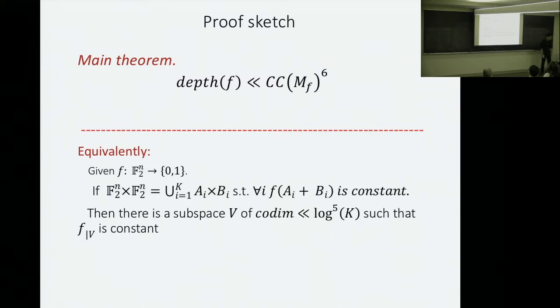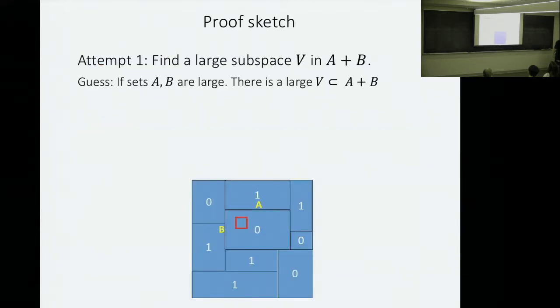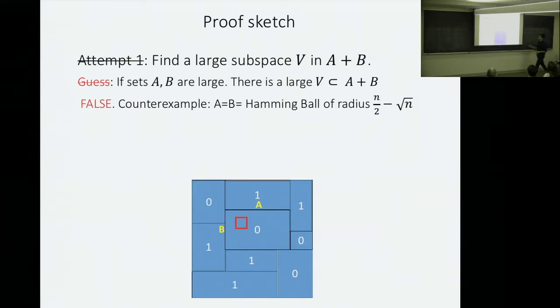Let me continue with the first failed attempt. The most natural thing to say is, I have only k rectangles, so one of them must be large. So I just look at the largest one. And if I could have some result of this form, that if you have any two large sets, then their sumset should contain a large subspace, then that would give me what I want, right? Because I know this one is large, and I just find a very large subspace right here that I know is constant. But of course, this is not true, and the so-called niveau set construction is a counterexample to this.